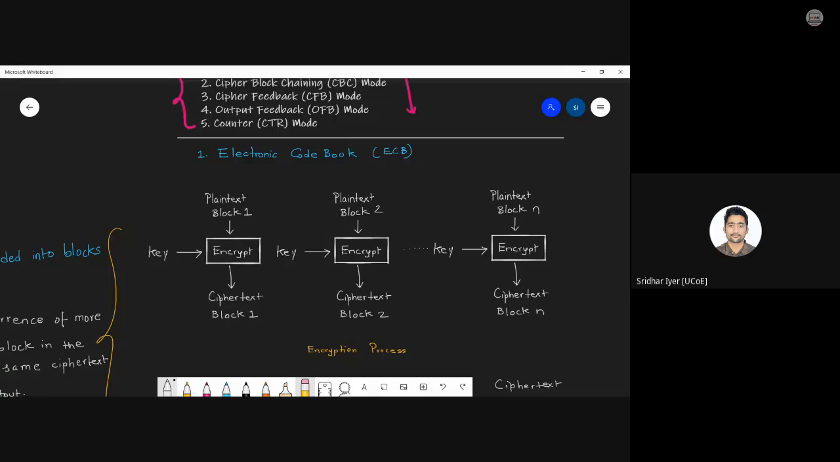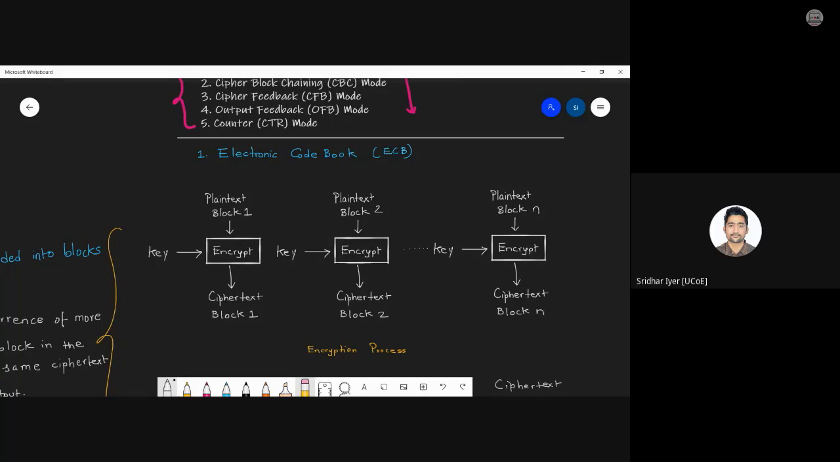So obviously the last block will not have exactly those many bits. So what you need to do is you have to make sure that the last block should have some padding bits or some random bits so that it becomes a multiple of the block size. Am I clear? It's very simple. Whatever be the plain text, divide it into those many blocks, take it as one of the inputs, and the second input would be the key.